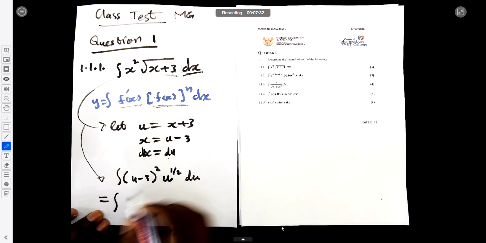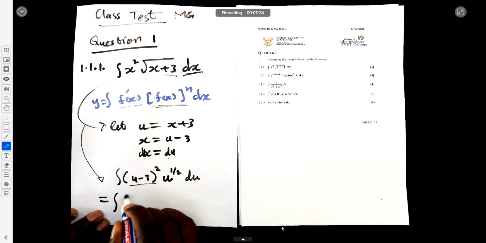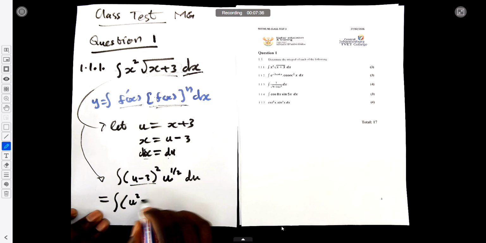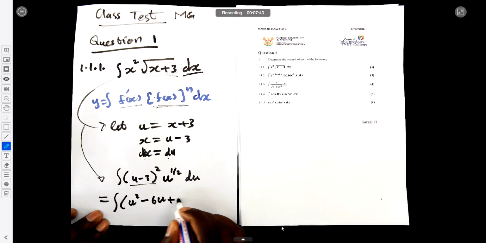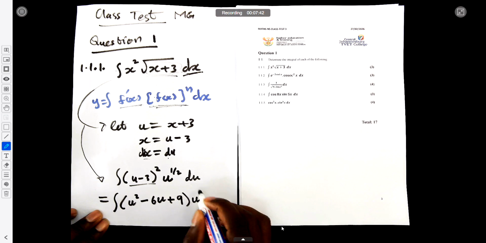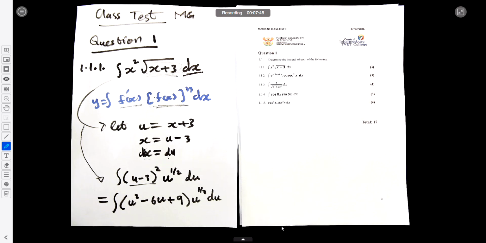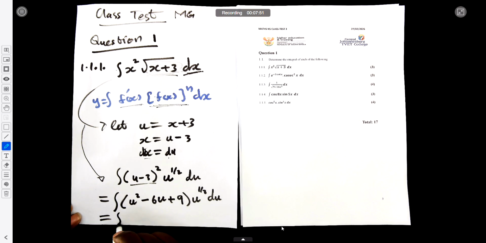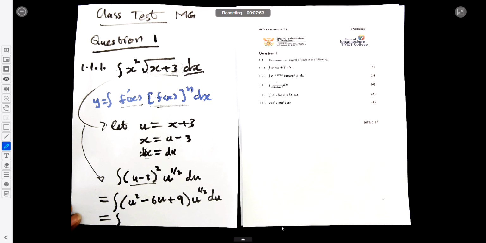So in simplification, the square bracket here, I'm going to have u squared minus 6u plus 9, still multiplied by u to the power of half, du. From there, we have to multiply out. Please don't lose the integral sign and du. It still means that we have to take the function back to where it was derived from, in terms of u now.